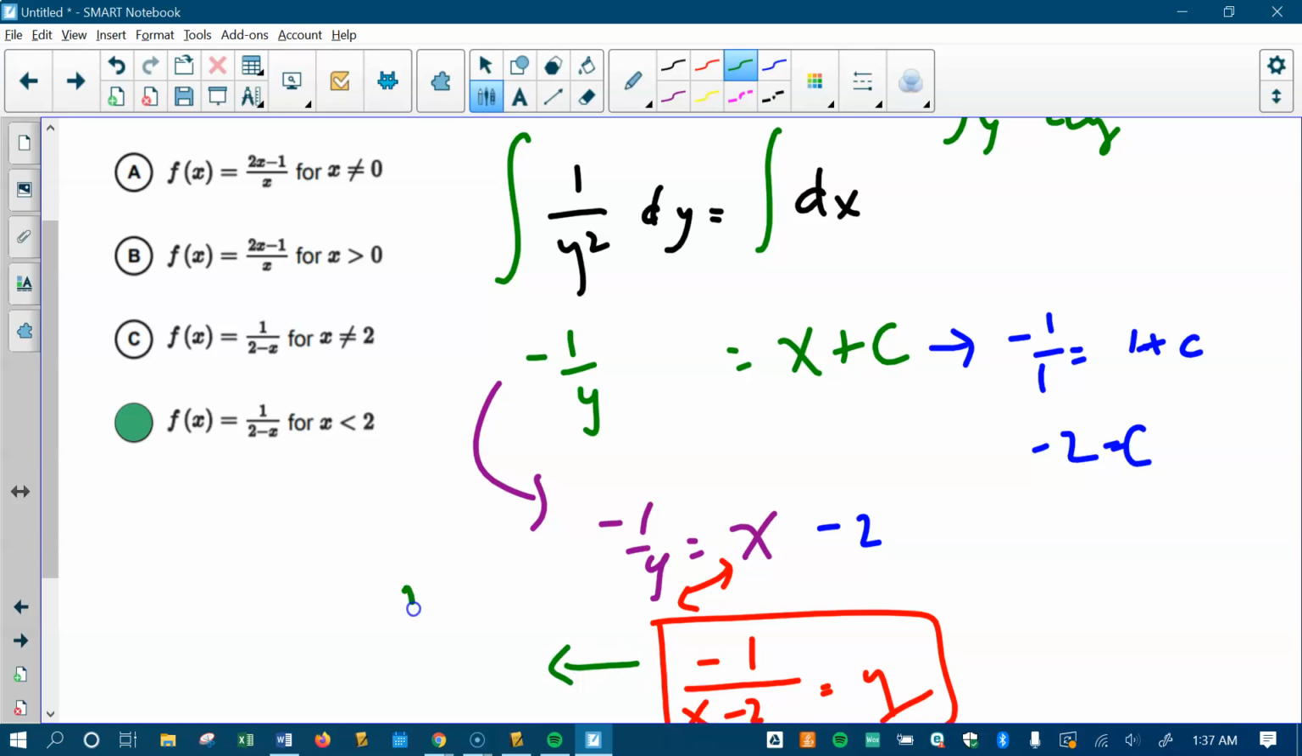Okay, so now divide both sides by negative 1, and we'll get negative x plus 2, or 2 minus x. And that's what one of the answers is.